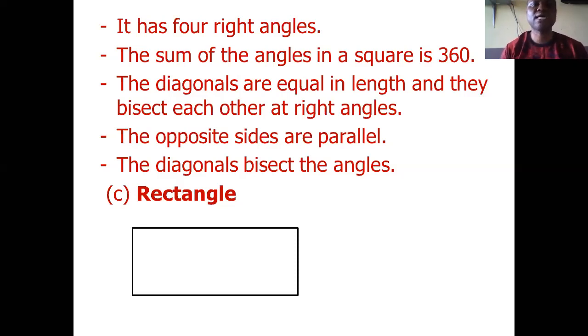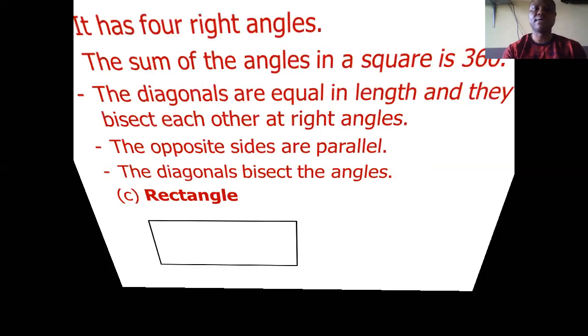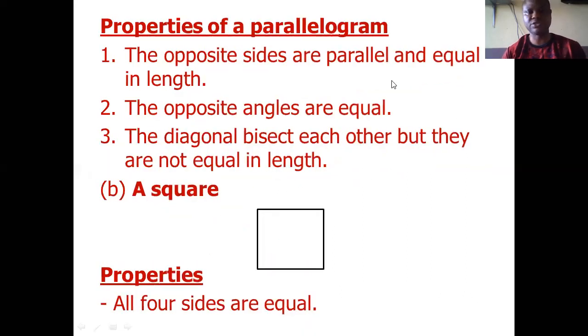Now the diagonals of a square are equal in length and they bisect each other at right angles. Properties of a square: the opposite sides are parallel, and the diagonal bisects the angles. The diagonal bisects the angle. Let me show you what this is talking about, so you can understand this much better.